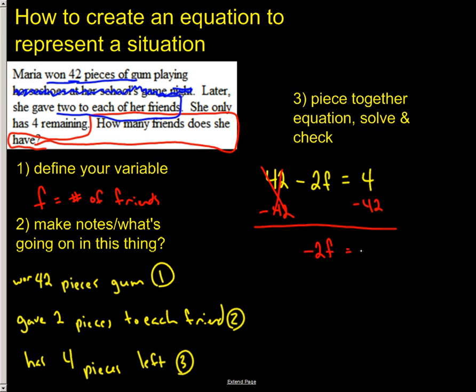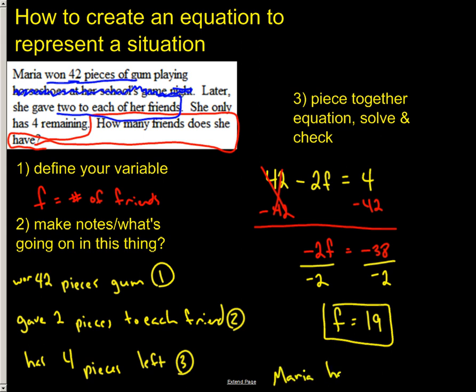Let's see, that would be negative 38. And now divide both sides by negative 2. And that gets us back into the nice territory of a positive number, because you can't have a negative number of friends. It has to be a positive number, or at least a 0. F equals 19. What does F stand for? The number of friends. So Maria has 19 friends. That's the answer that we're looking for right there.